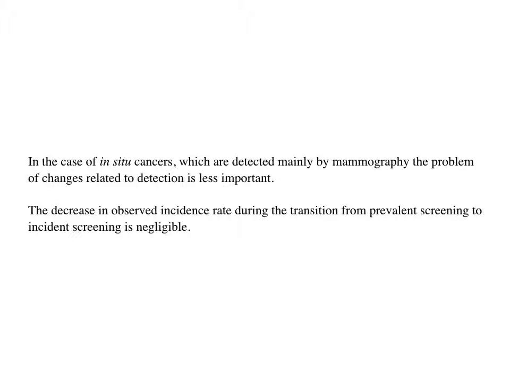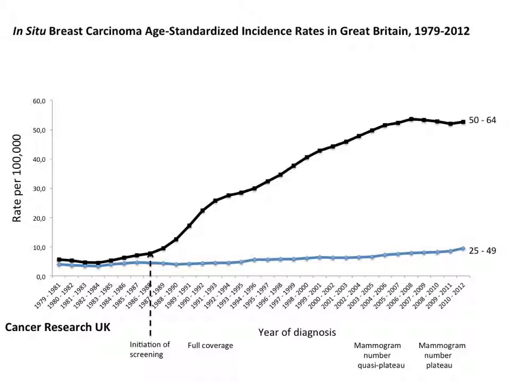In the case of in situ cancers, which are detected mainly by mammography, the problem of changes related to detection is less important. The decrease in observed incidence rate during the transition from prevalence screening to incidence screening is negligible. It could have interfered with the observation of mammography-induced cancers, but it has not been the case. In 1993, mammography screening coverage was applied nearly completely throughout the United Kingdom in 50 to 64-year-old women.